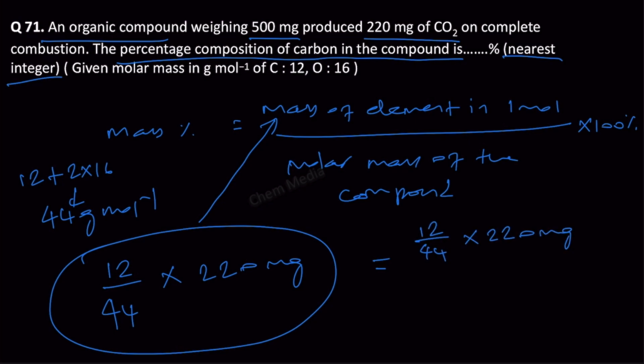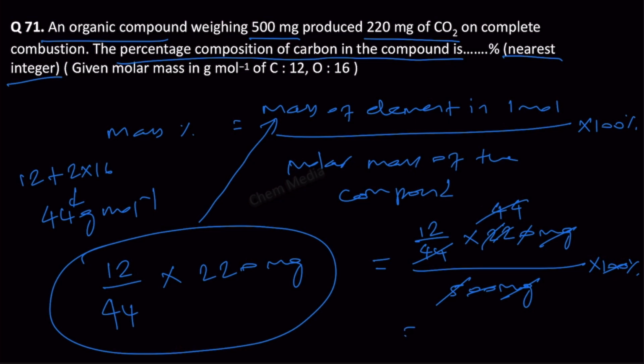220 milligram divided by molar mass of the whole compound, that is 500 milligram, times 100. Milligram we can cancel, 20 we can cancel, this is 1 times 5, this is 4 times 5 will be 20, so 4 remaining. 2, so 20 once again, so once again 4 times 5, so 44 we can cancel, therefore this is 12%. Therefore 12 is the correct answer here.